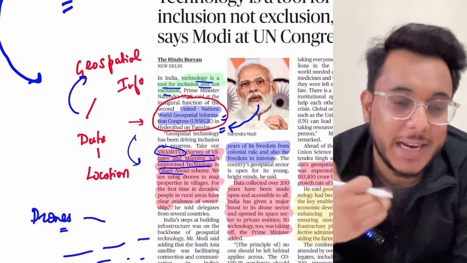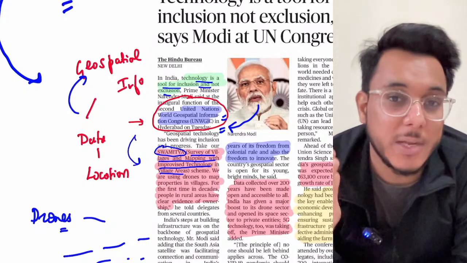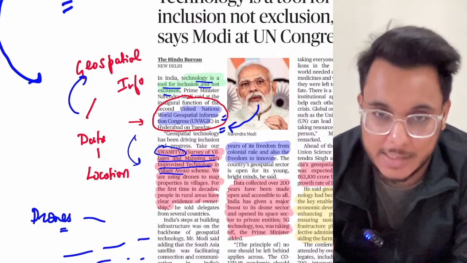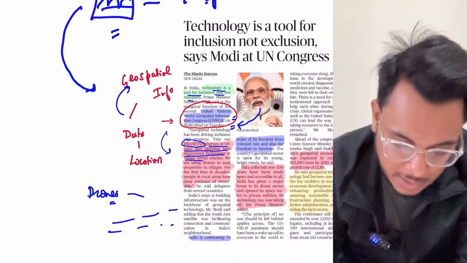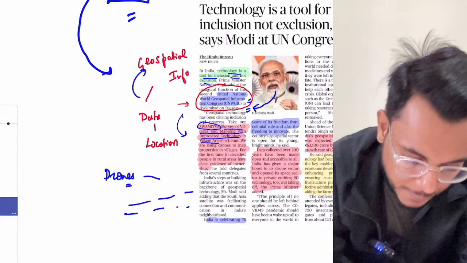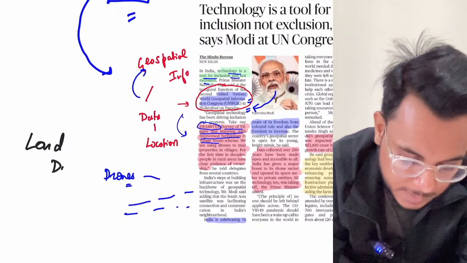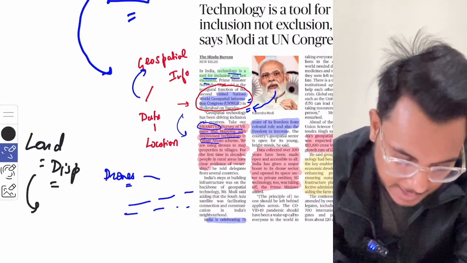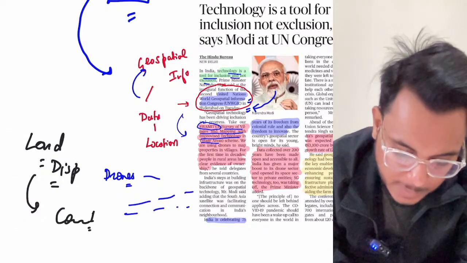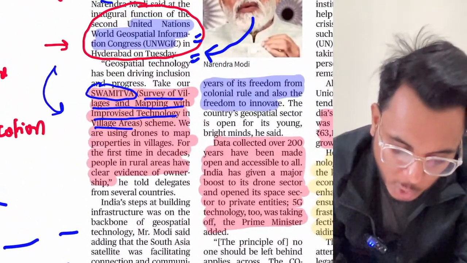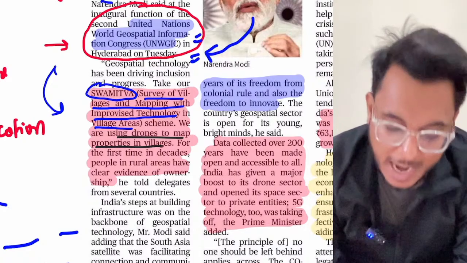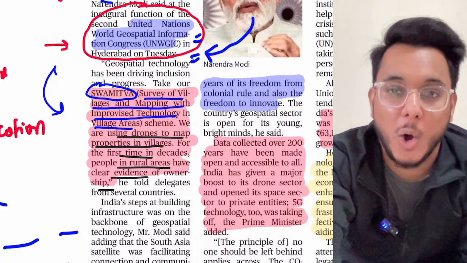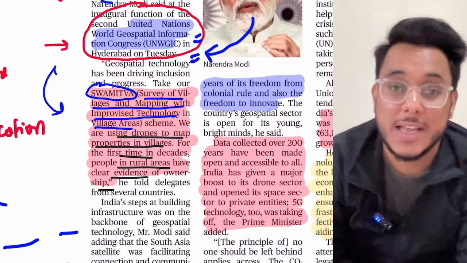You know that today there are land disputes, which are a very big category of the civil disputes pending in the courts. Land disputes are the biggest category of cases lying in the courts. So what is being done? The drones are being used to map the properties in the villages, and this is the first time in decades that people will have clear evidence of ownership, and all these disputes will be solved.